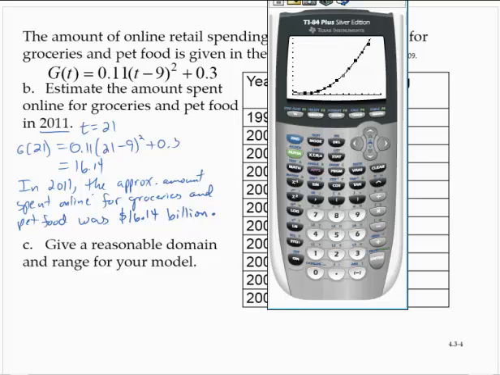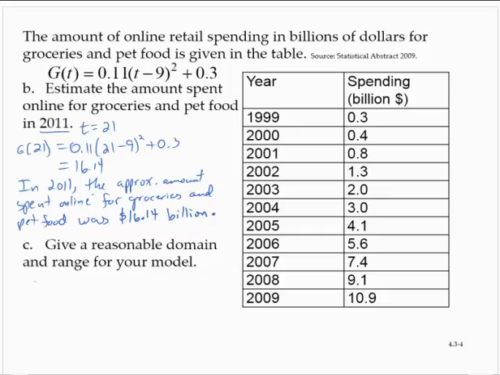So for the domain, I'm not going to let it go any further to the left of 9. So I'm going to have it start at 9. I'm going to let it go a year or two beyond our last data point. So let's go to 2011, which would be 21. And then our range, well, we had a minimum value of 0.3, and our maximum value would be 16.14, which we just found in that last exercise.